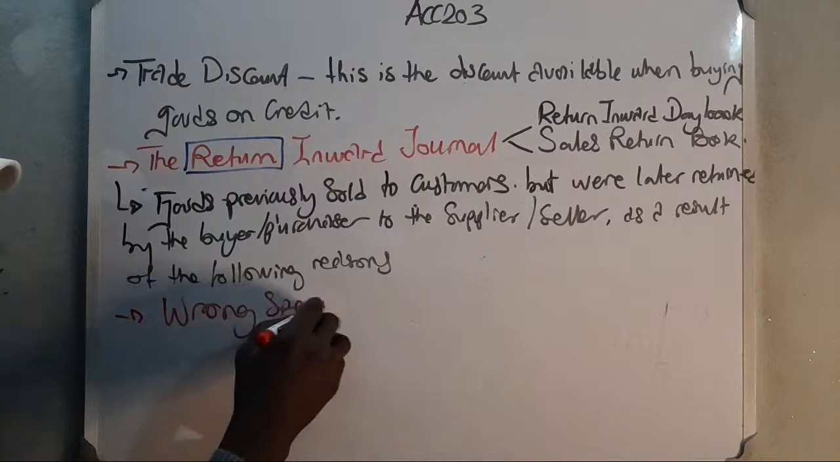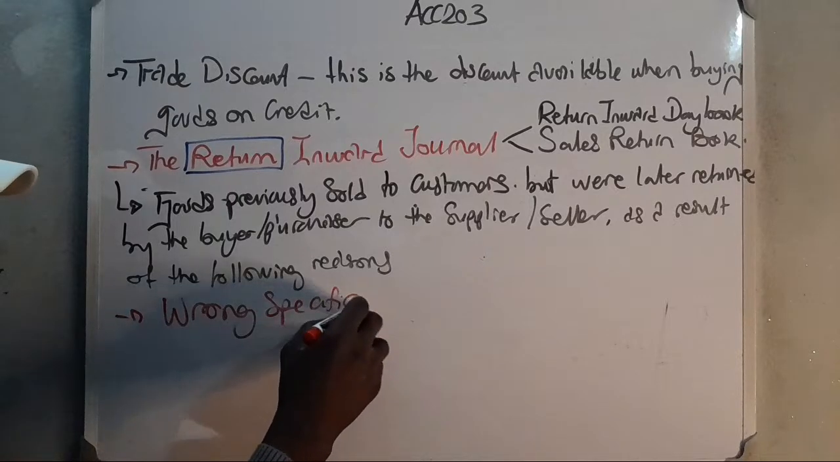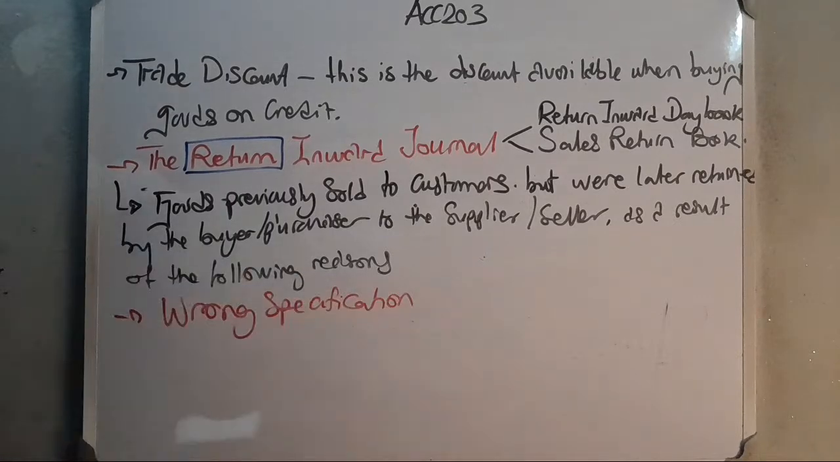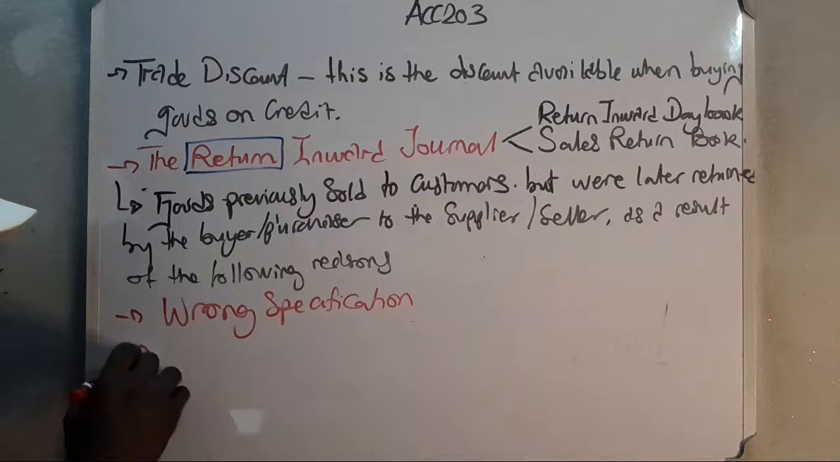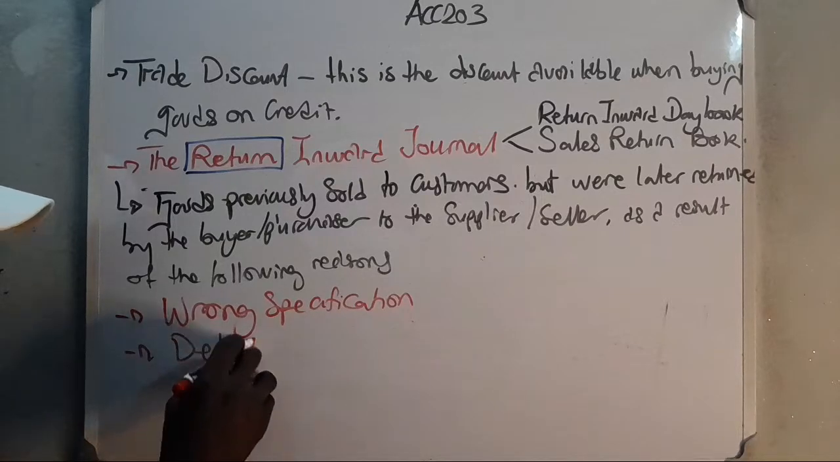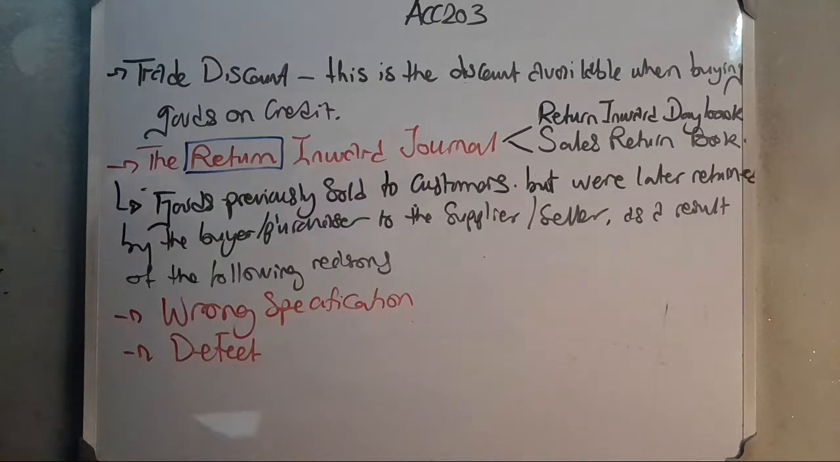Give me a specification, give me color blue, you give her color white. Give me model 5, you give her model 2, or you give her model 6. Wrong specifications. Defects, maybe something got bad, maybe the handle of the product got broken while it was being delivered.